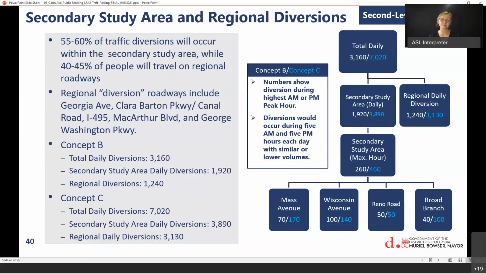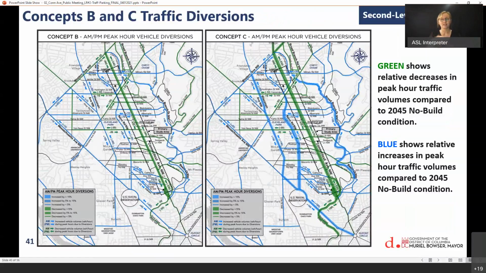So this slide represents diversions graphically using green lines to show decreases in volumes and blue lines to show increases in peak hour volumes. The line weights do not represent the total volume, but the relative increase or decrease as compared to the 2045 no build volume. So for instance, if you look at the graphic to the right, the weighted lines on the figure for concept C indicate how traffic is diverted from Connecticut Avenue to the adjacent north-south roadways. Again, those line weights are really a relative impact to those roads. It doesn't mean that more traffic is necessarily diverted to those roads. And again, as I said, Concept C diverts approximately twice as much as Concept B. Next slide, please.